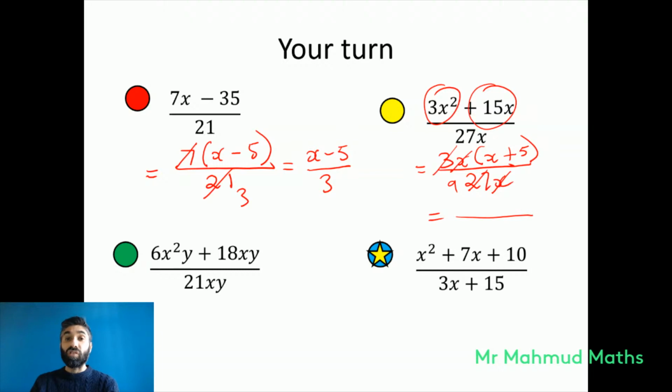Now all we have to do is write down what's remaining. So at the top we have x plus 5. At the bottom we have 9. So the answer is x plus 5 over 9. And that's our answer. Okay, did anyone manage to do that one?